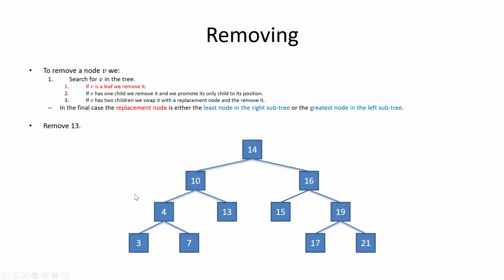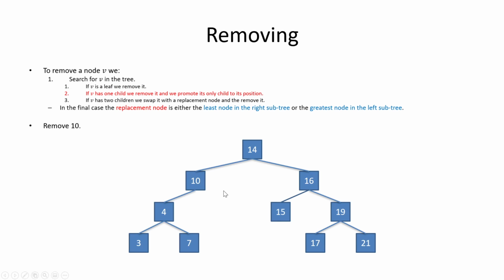Well, actually, let's just look at the example first. Let's look at removing, say, 13. So removing 13. In this case, it's a leaf. Boom, we're done. All right. Okay. So then the next question might be, well, what about removing 10?